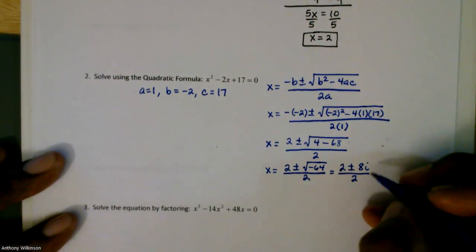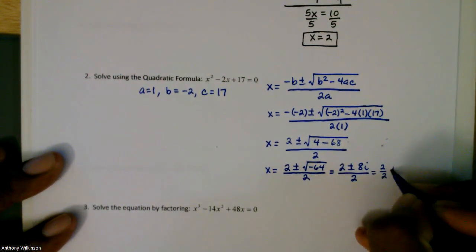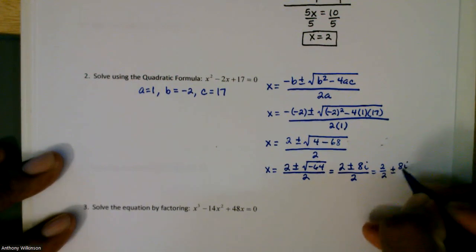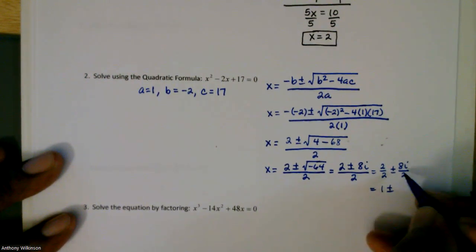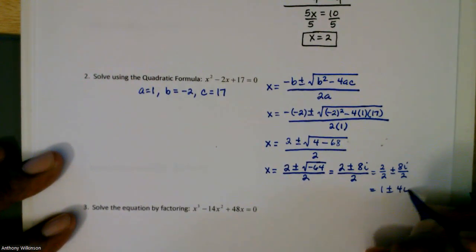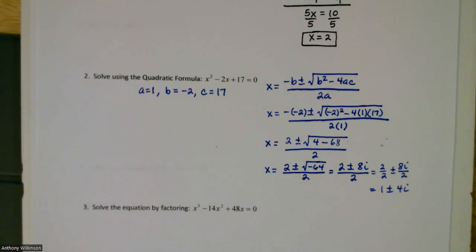Now, if I break this up, this will be 2 divided by 2 plus or minus 8i divided by 2. 2 divided by 2 will be 1, plus or minus 8i divided by 2 will be 4i. So here, the two solutions are 1 plus or minus 4i. This means 1 plus 4i and 1 minus 4i. And you can leave that answer as is, like that.